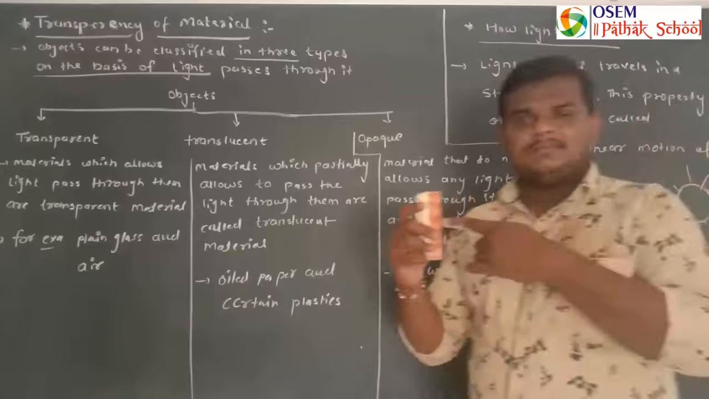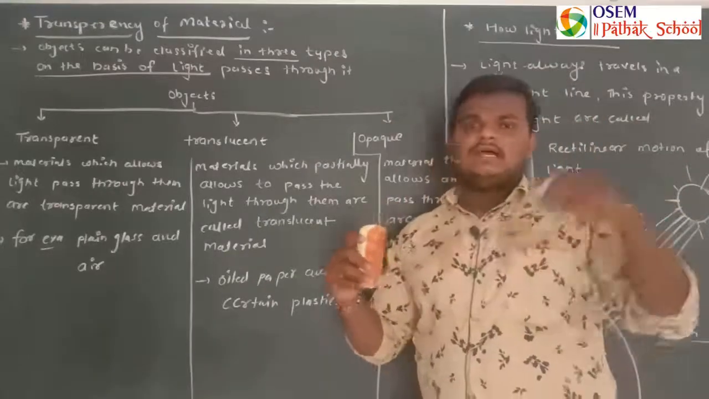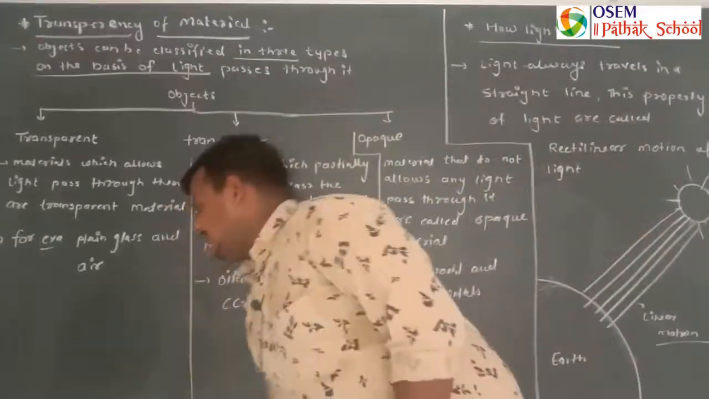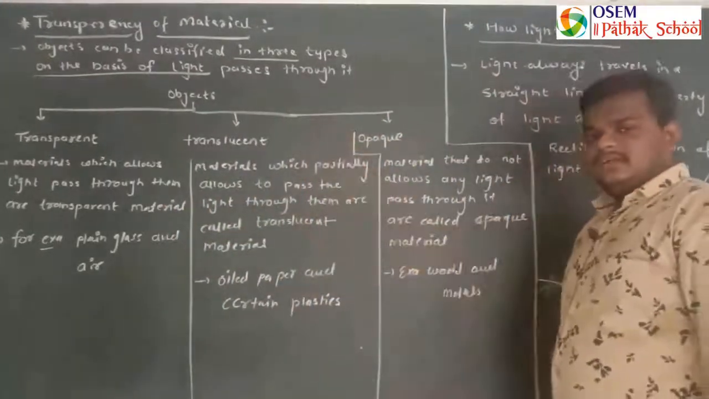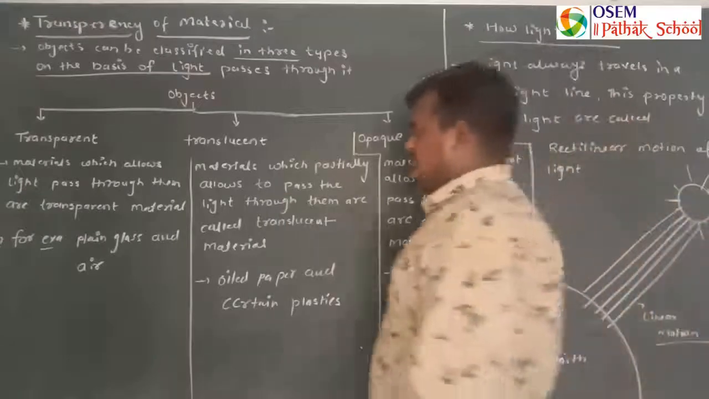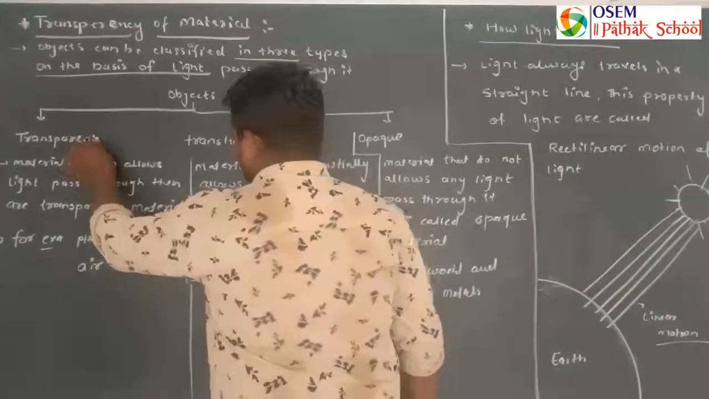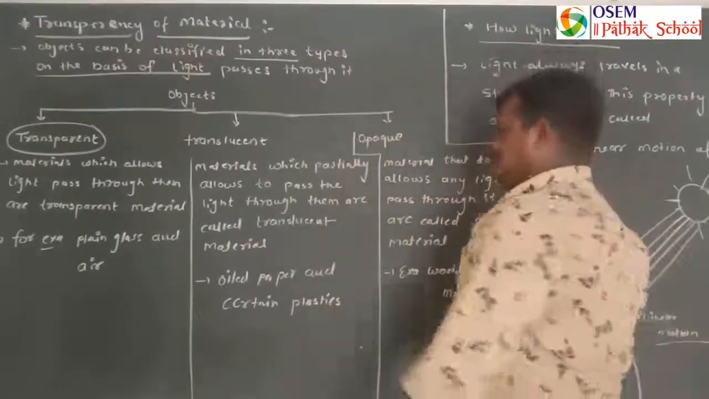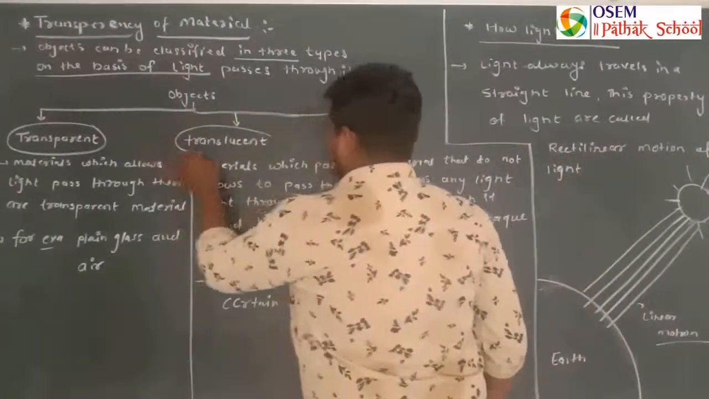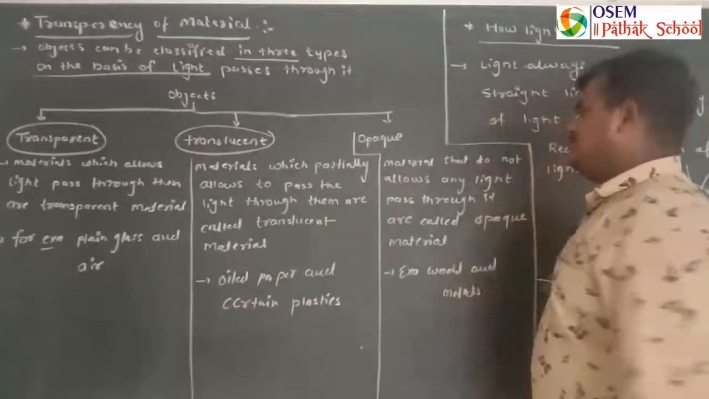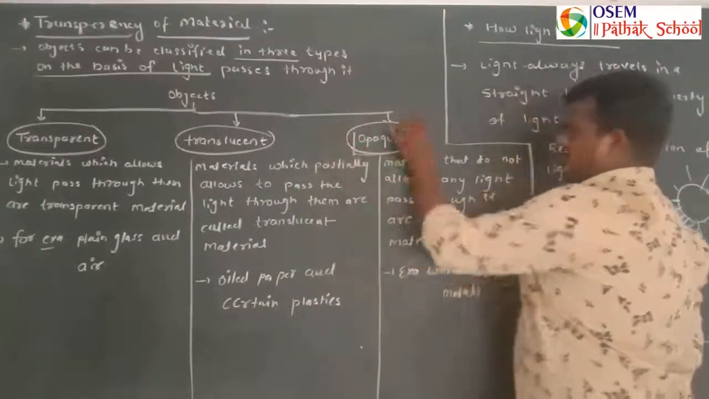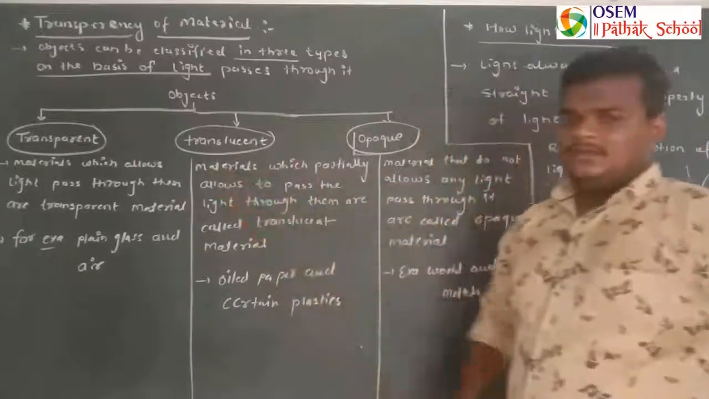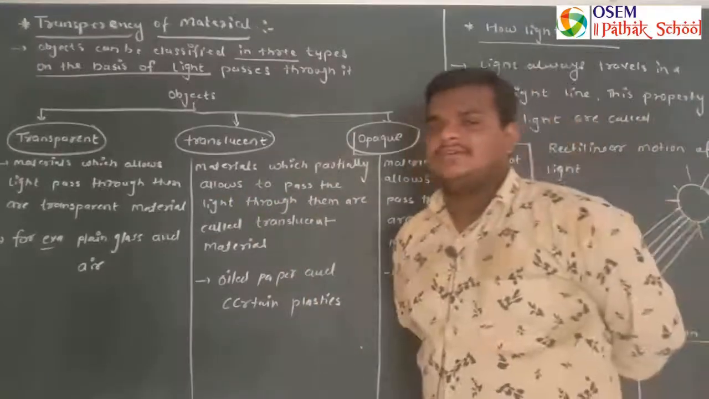अब इसमें से लाइट पास होगा कि नहीं, उसके आधार पर हम ऑब्जेक्ट को क्लासीफाई करते हैं. So here objects are classified as three types. First is transparent object, second is translucent object, and third is opaque objects. So what are the differences between these three terms? Let's look one by one.